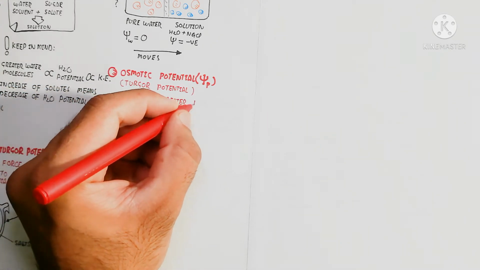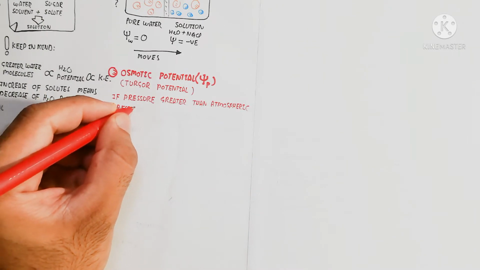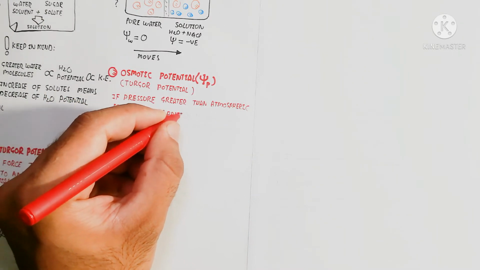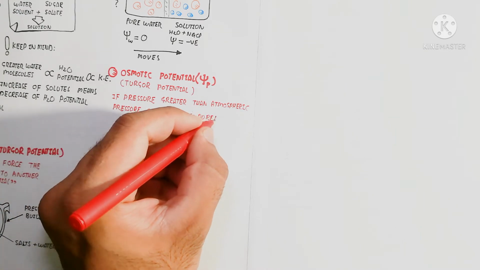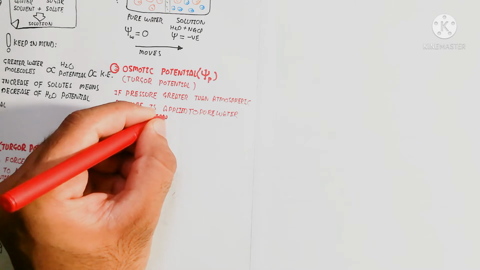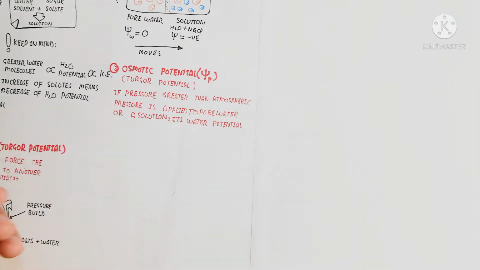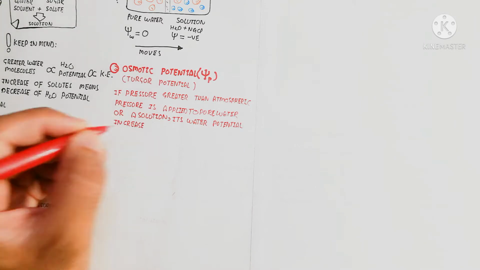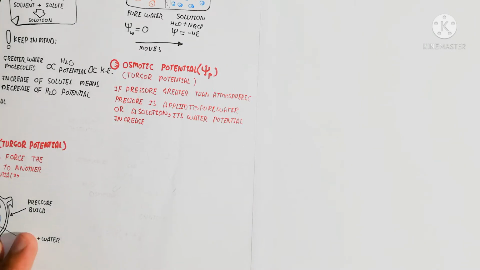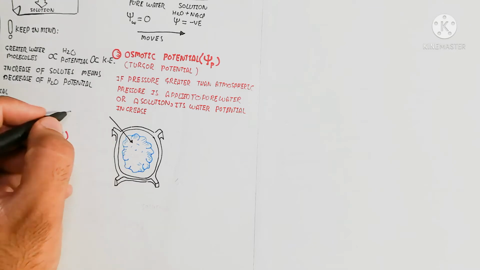So here is the osmotic potential. What is the osmotic potential? Osmotic potential means the cell is able to undergo osmosis inward and outward. So the pressure potential: if pressure greater than atmospheric pressure is applied to pure water or a solution, its water potential increases. So how is that possible?